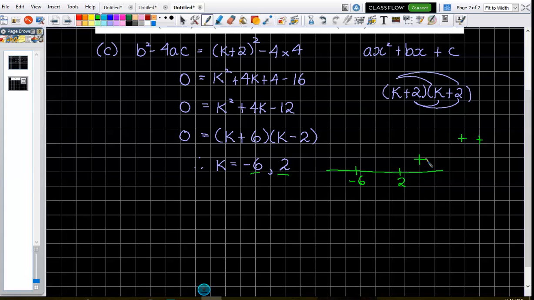Now, here's stressful part number 2. What's a number in between? What's a number in between minus 6 and 2? 1. Yes, 1. You can choose 1. Yes, it's Friday, so I'm choosing 0, but you could choose 1. 0 plus 6, positive. What's 0 take 2? Negative. A positive and a negative multiplied together gives you a minus.